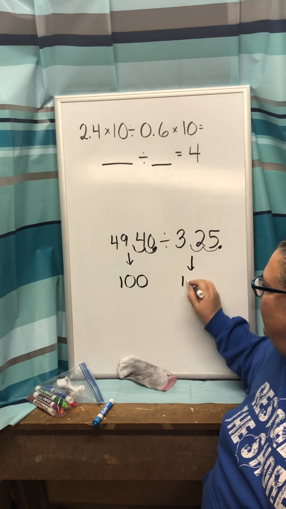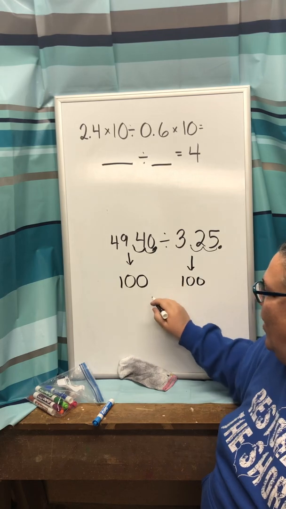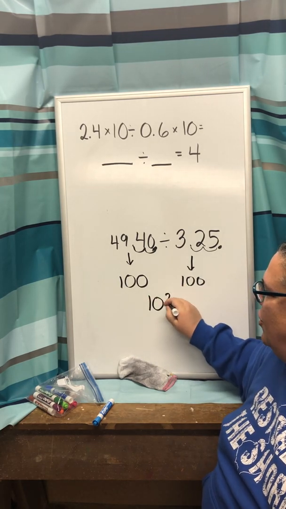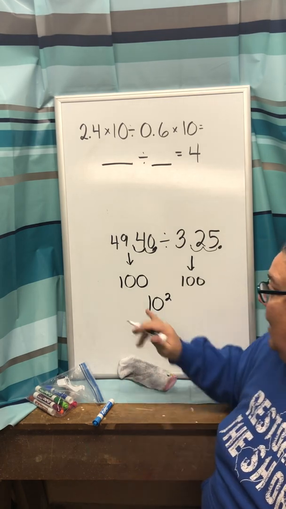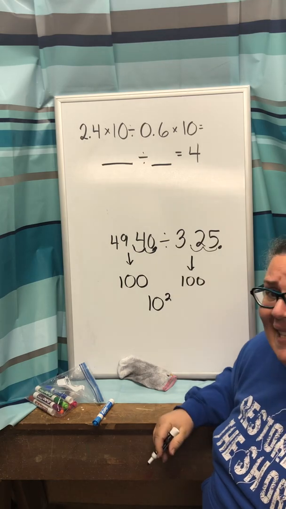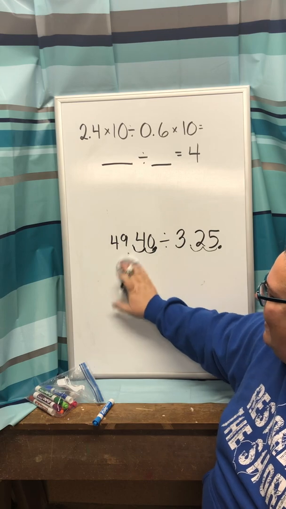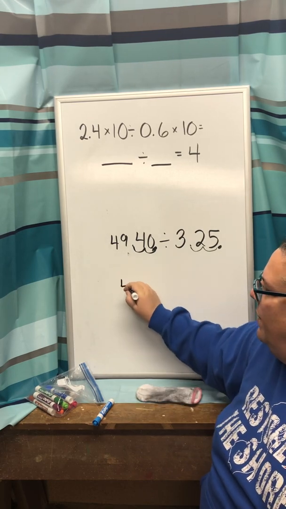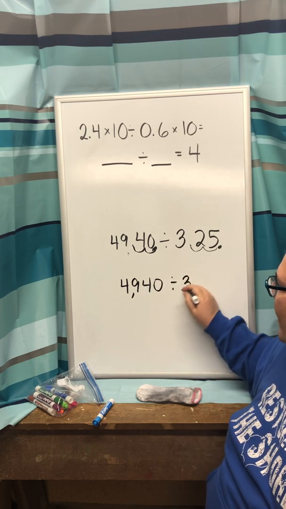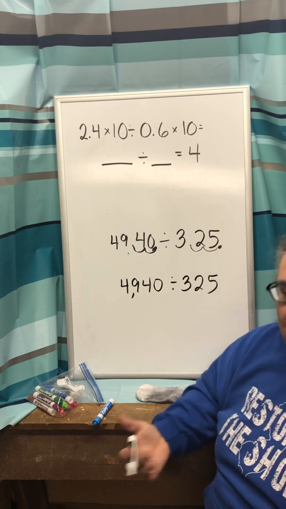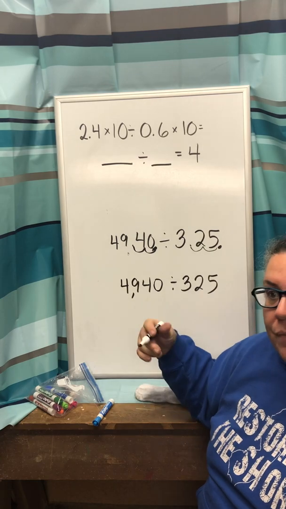So on each of them, I'm going to multiply by 100, or we can also write 100 as 10 to the second power. So for number 3, you can have either of those answers, 100 or 10 to the second power. Once I do that, my new problem, and again, they are not looking for me to actually solve it, would be 4,940 divided by 325. You still would have to go through and do the division, but now I have eliminated the decimals.